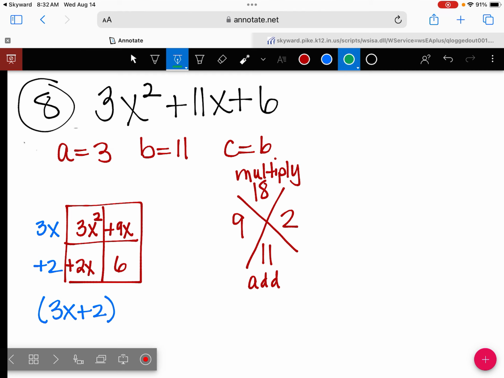The first column, both of these squares have in common just an x. What about the second column? Show me with your fingers. What can you take out of 9 and 6? Yep, 3. Good job.